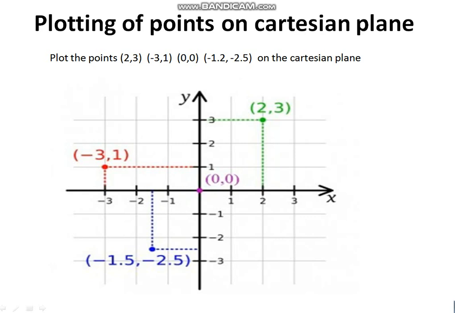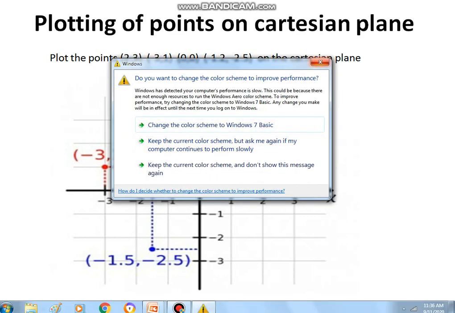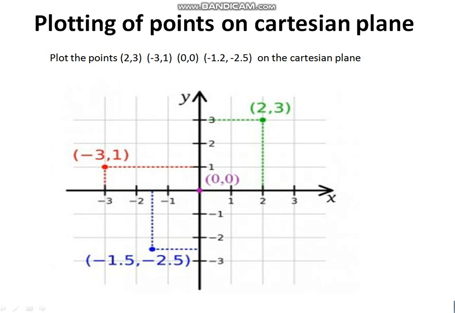Here we divide the plane into 4 parts, taking the y-axis and the x-axis. On the x-axis we mark 1, 2, 3, minus 1, minus 2, minus 3. On the y-axis 1, 2, 3 and minus 1, minus 2, minus 3. At the origin, the point is 0, 0, that is x is 0 and y is 0.